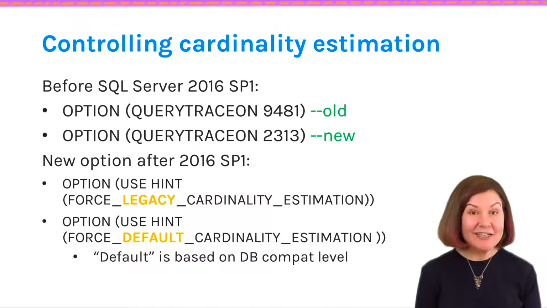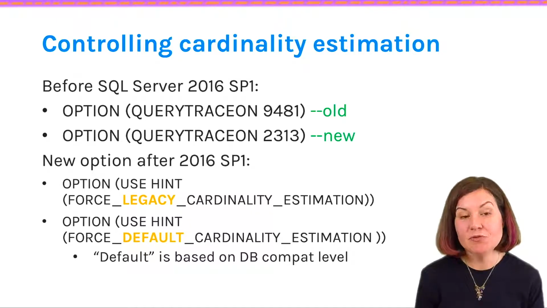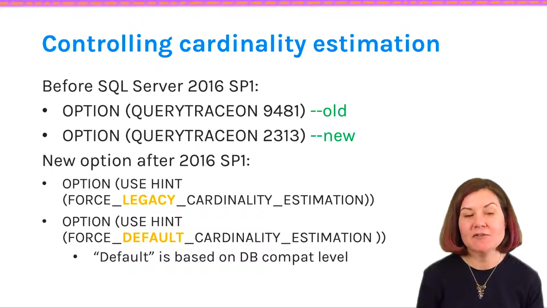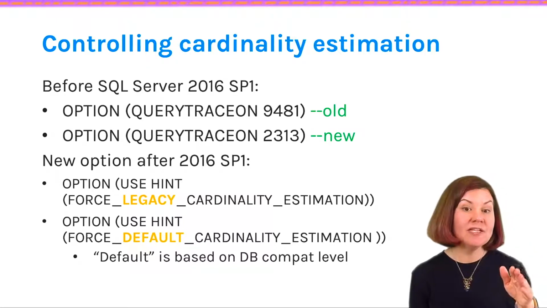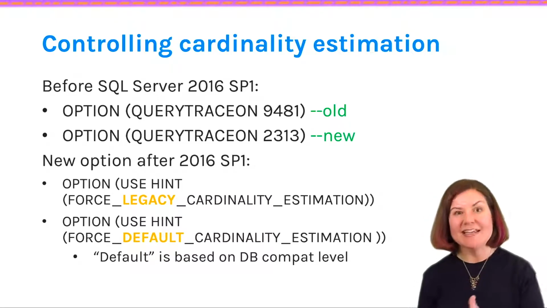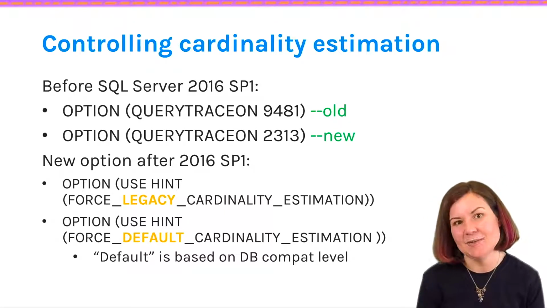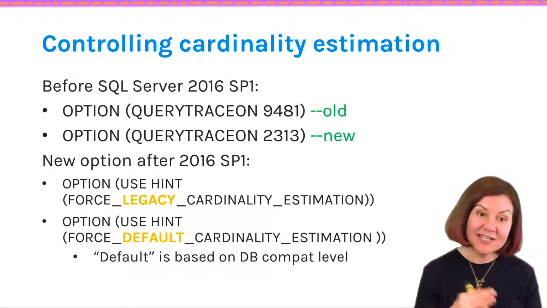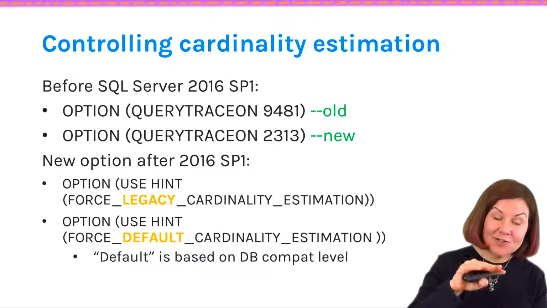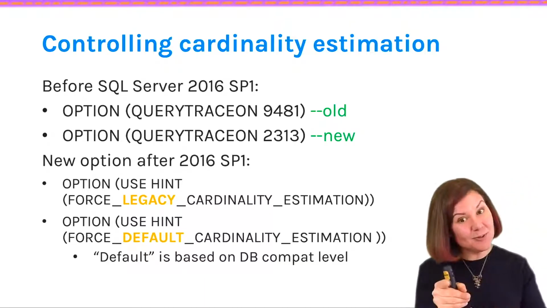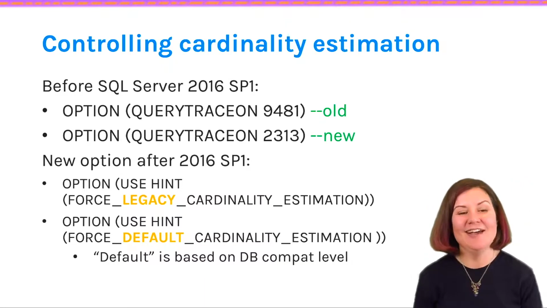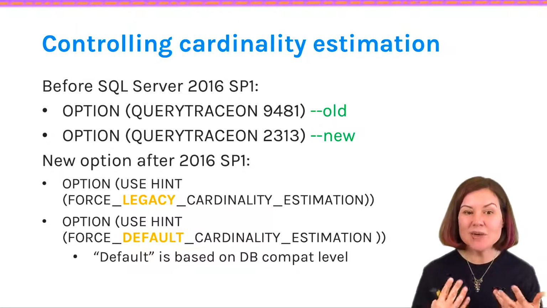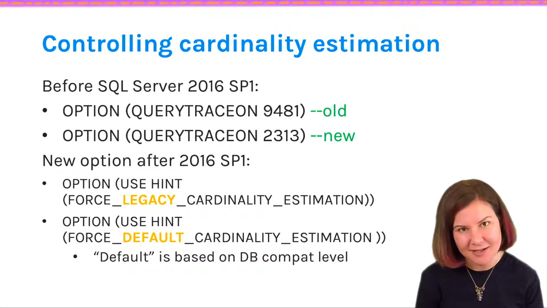For controlling cardinality estimation, before SQL Server 2016 Service Pack 1, we had to use QUERYTRACEON for this. And you could use trace flag 9481 to say use the legacy cardinality estimator. If you're using the legacy cardinality estimator for your database, you can use QUERYTRACEON 2312 to say no, for this query, use the new cardinality estimator. We have the USE HINT options after 2016 SP1 that I think make this much easier to understand.